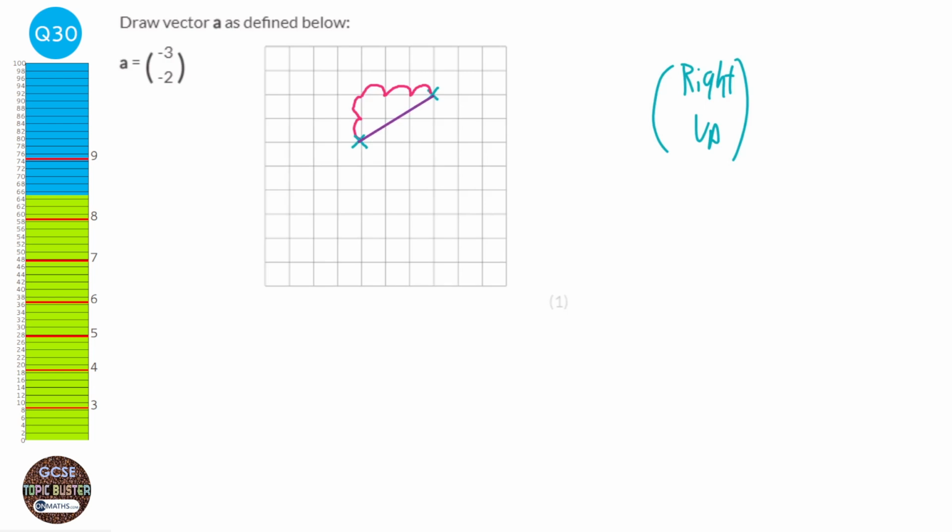and we need a direction. So we actually started at the top right one and went to the bottom left one, so the direction is going to be this, and it says it's vector A, so we're just going to label it with an A.